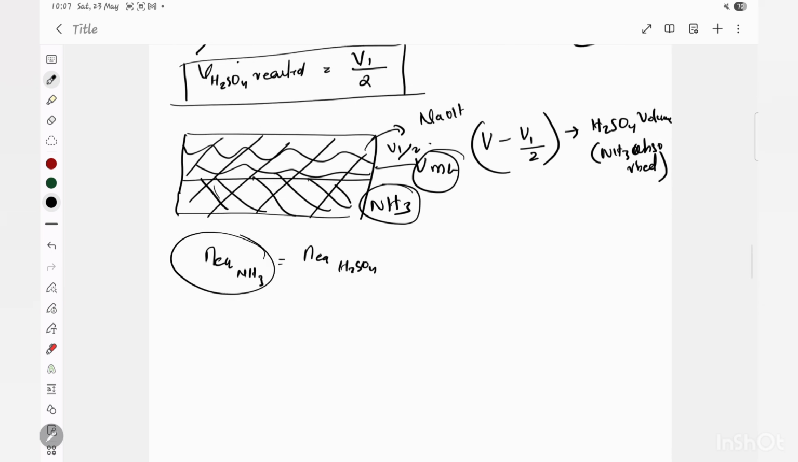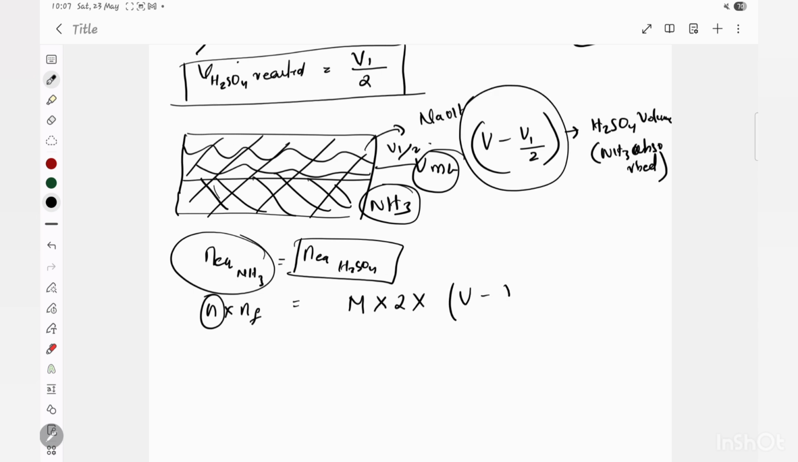So N equivalent of NH3, what am I writing? N into n factor, because we don't have volume of NH3, molarity, nothing is there. So I am just writing n into n factor. We have to find number of moles of NH3. And n equivalent of H2SO4, its molarity M into n factor, which is 2, into volume. Volume is what? V minus V1 by 2, right?